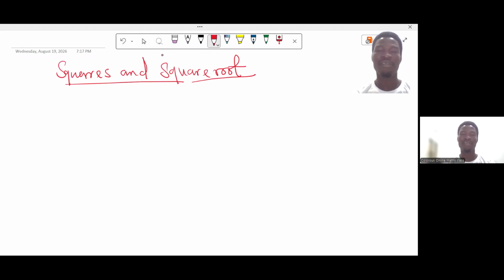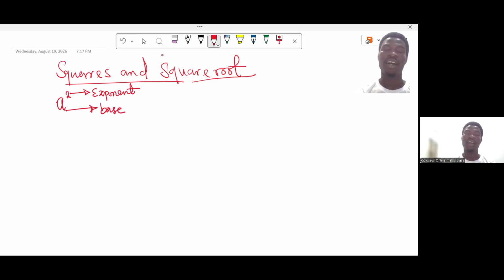Okay. So now the first thing, let's talk about square. If I have a to the power of 2, this is what we mean by squares. The 2 there is called the exponent, and then we have the a there, which is the base.